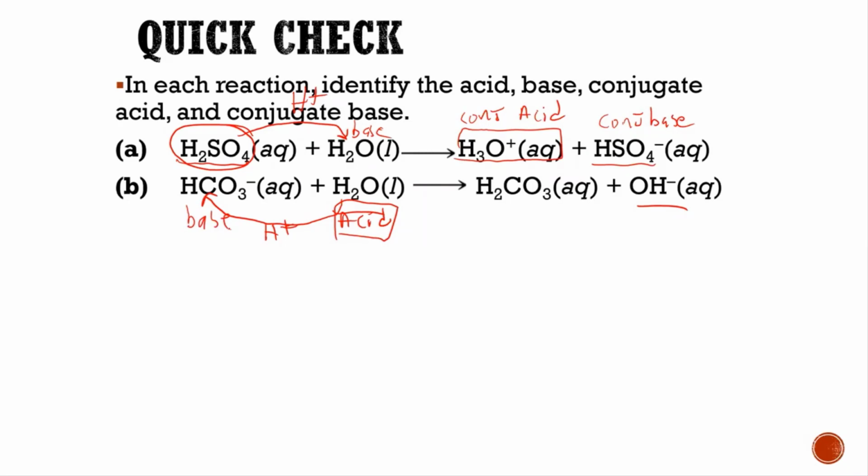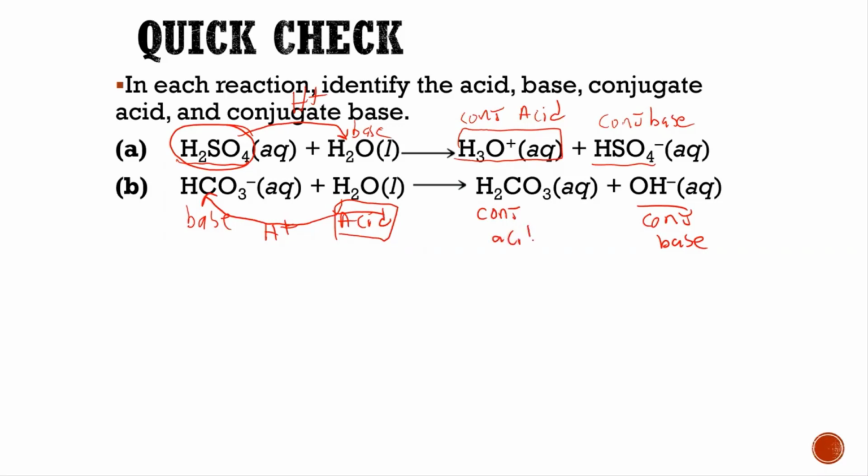Isn't that kind of how people are? You act different around different people. It adapts. Yeah, exactly. That's a good way to think of it. So if water's around an acid, it behaves as a base. If it's around a base, it behaves as an acid. So the acid becomes the conjugate base, and the base becomes the conjugate acid.